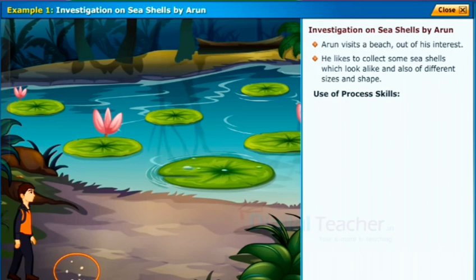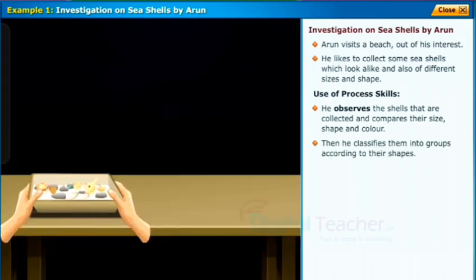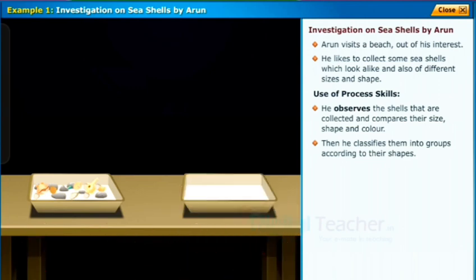Use of process skills. He observes the shells that are collected and compares their size, shape, and color. Then he classifies them into groups according to their shapes.